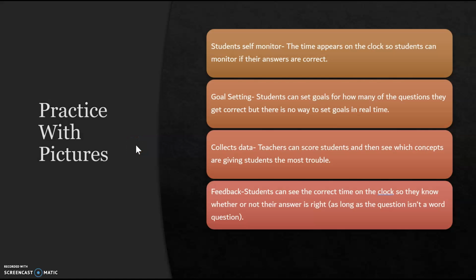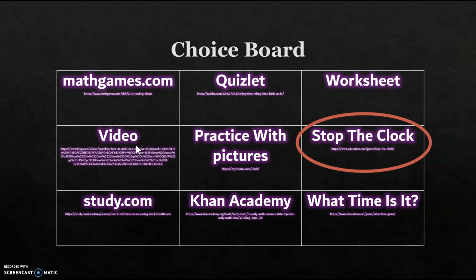Students can self-monitor. If they leave the time up, then they'll know whether or not their answers are correct. If they choose to take the time off, then obviously they wouldn't get that immediate feedback. Teachers would need to score and give feedback and collect the data, so how well they do isn't as instantaneous as some of the other resources. But students can set goals about how many questions they get right if they want to. So the next tool is called Stop the Clock.